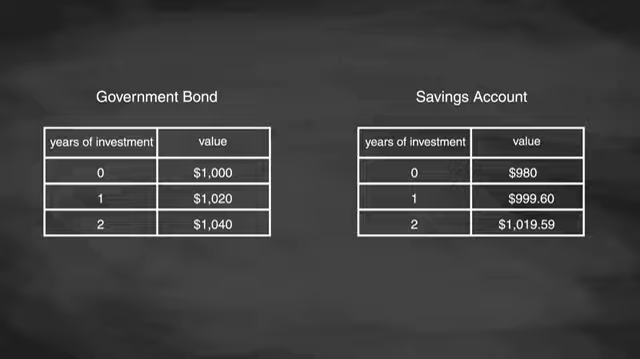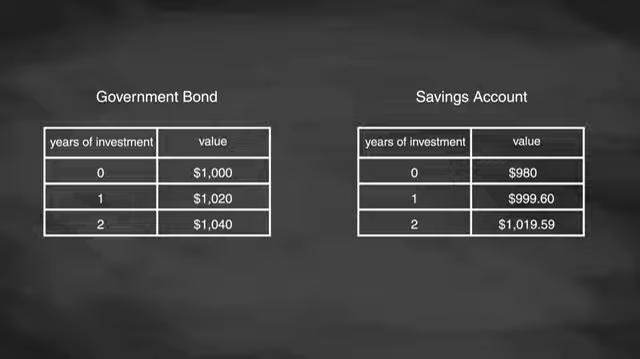A family has $1,000 to invest and is considering two options: investing in a government bond that offers 2% simple interest, or investing in a savings account at a bank, which charges a $20 fee to open an account and pays 2% compound interest. Both options pay interest annually. Which option would be better for the family to choose?